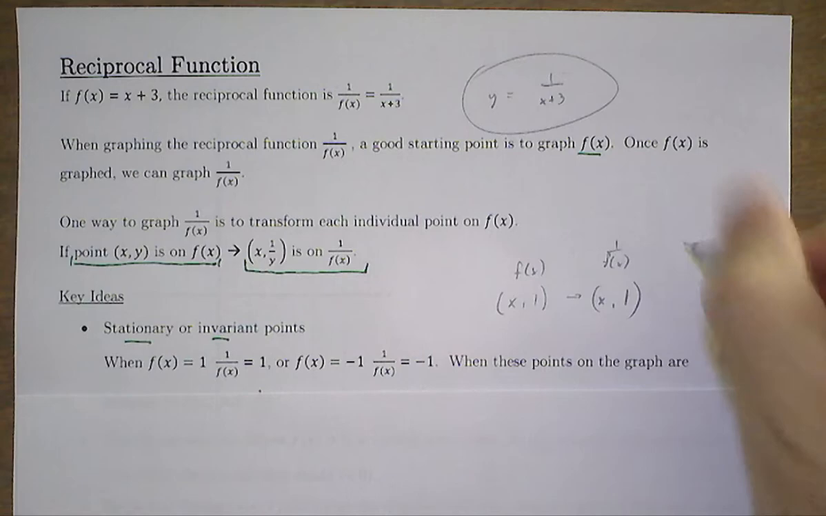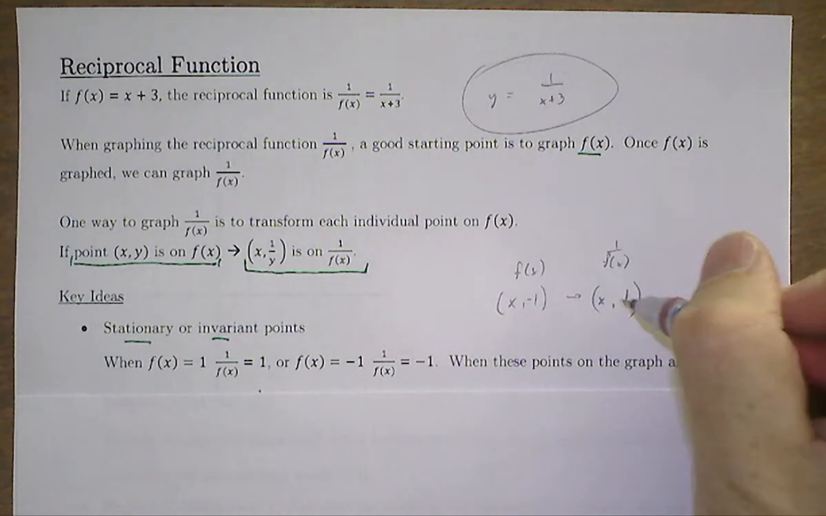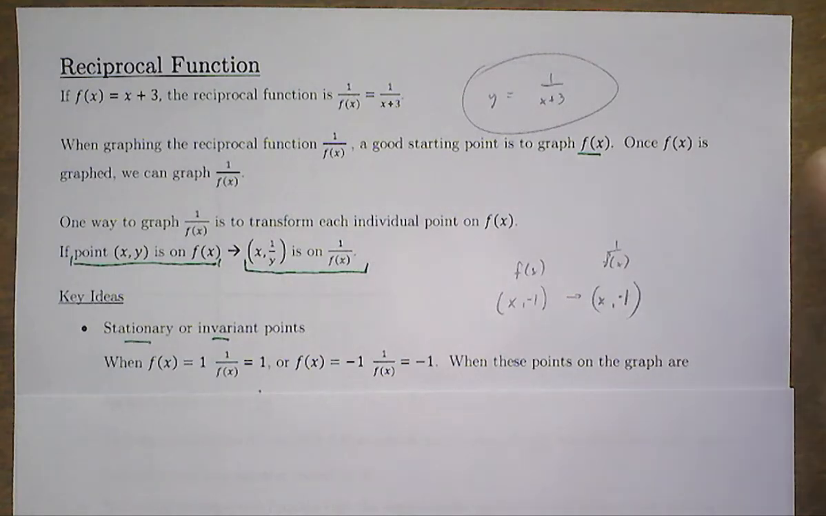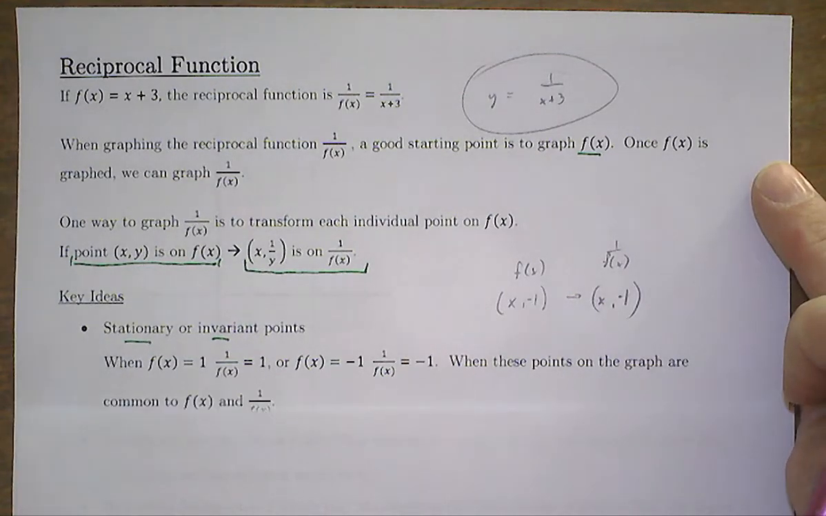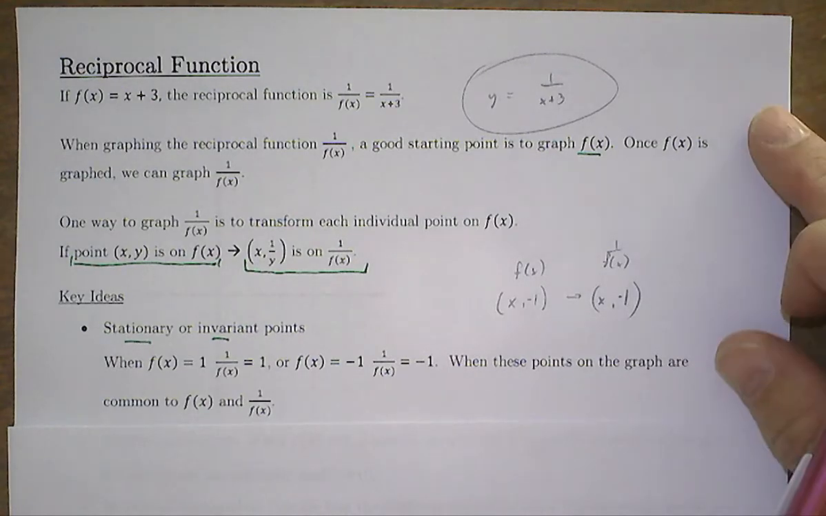The same argument can be made for when f of x is equal to negative 1. What is the reciprocal of negative 1? It is negative 1. Try it out. So these points are common to both graphs. That is a point that you can find with very little work.